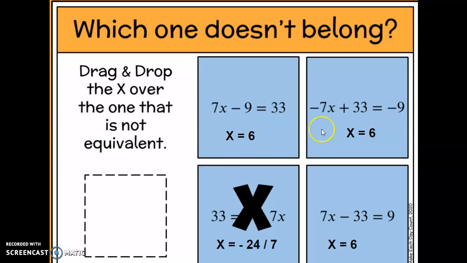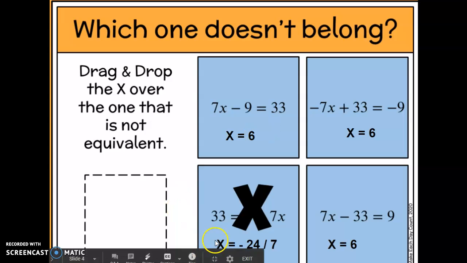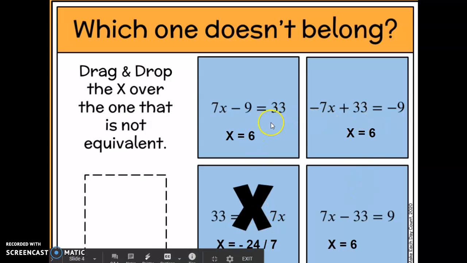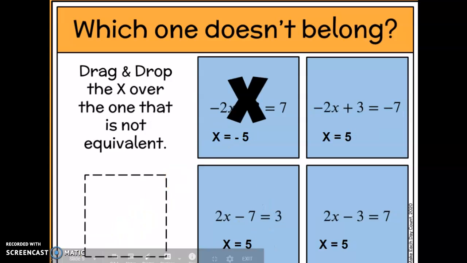Next, you should have gotten three answers that gave you x equals 6, and then one that gave you negative 24 over 7, which you could have converted into a mixed number of negative 3 and 3/7, or you could have just left it as negative 24 over 7 to see that that does not equal the other equations. Next, we have x equals 5 as our solution for three equations. X equals negative 5 was the one that did not belong.